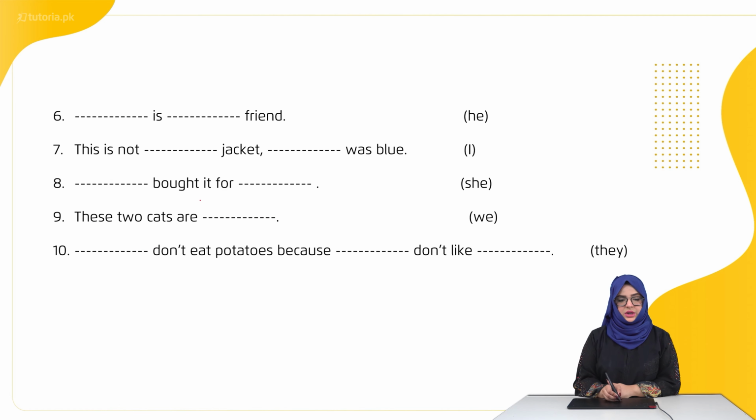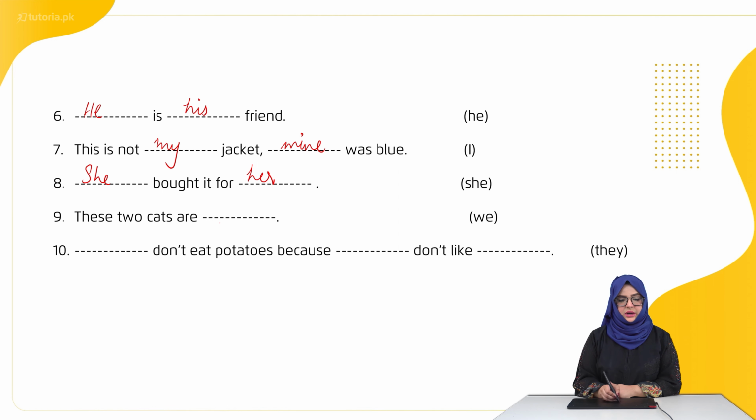Sixth is, dash is dash friend. He is his friend. Seventh is, this is not dash jacket, dash was blue. This is not my jacket, mine was blue. Eighth is, dash bought it for dash. She bought it for her.